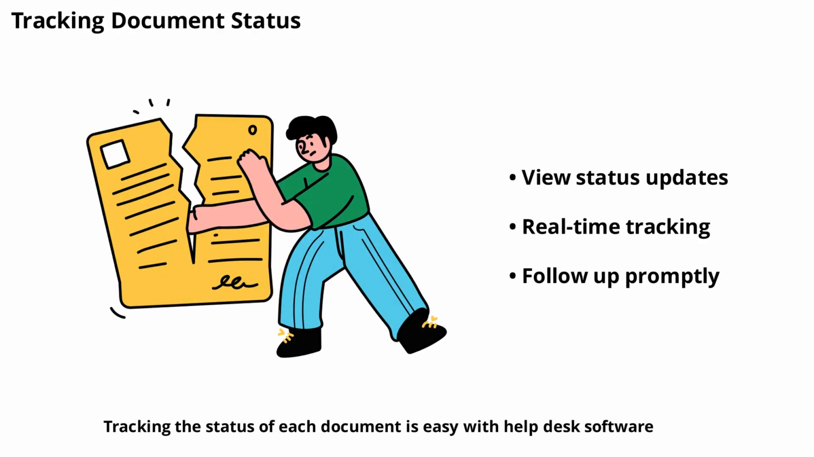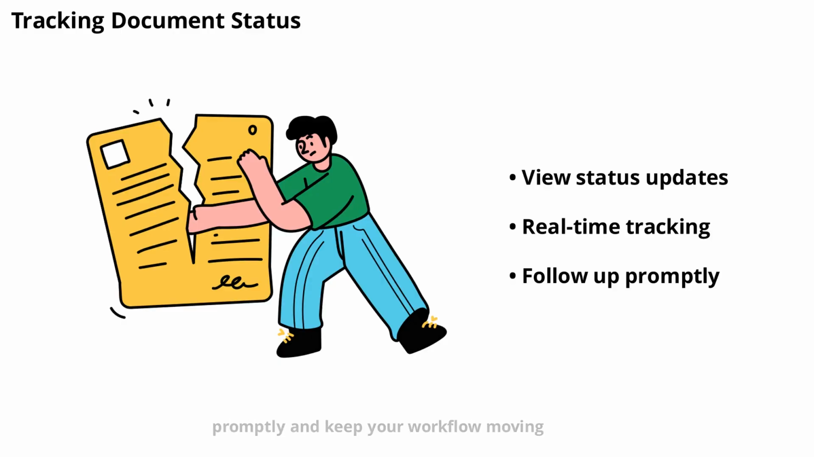Tracking the status of each document is easy with help desk software. You can see who has viewed, signed, or declined a document at a glance. Status updates are displayed in real time, so you always know where things stand. This transparency helps you follow up promptly and keep your workflow moving.